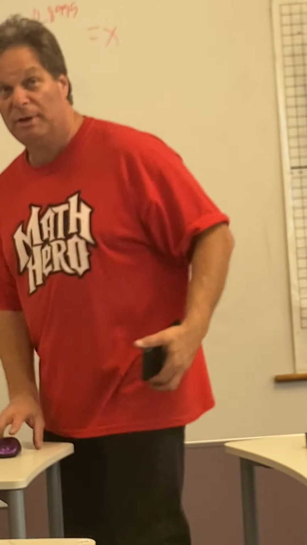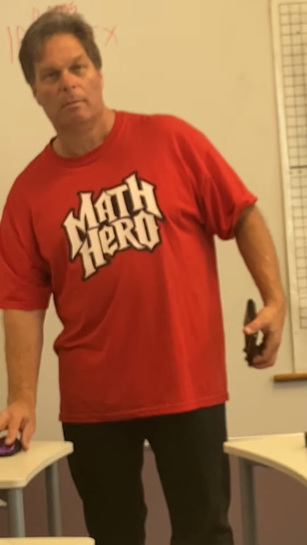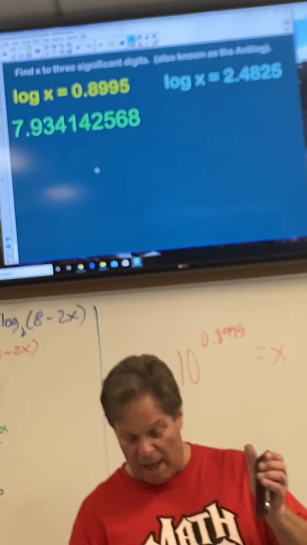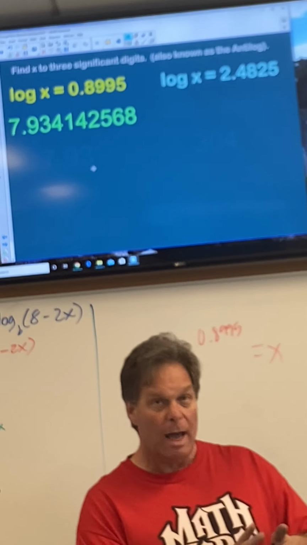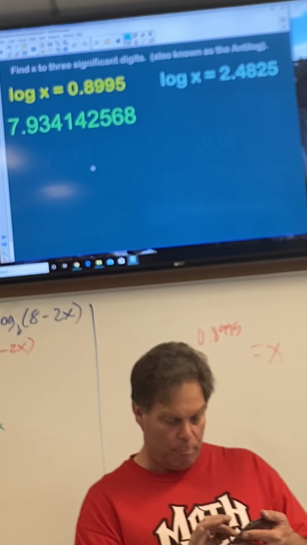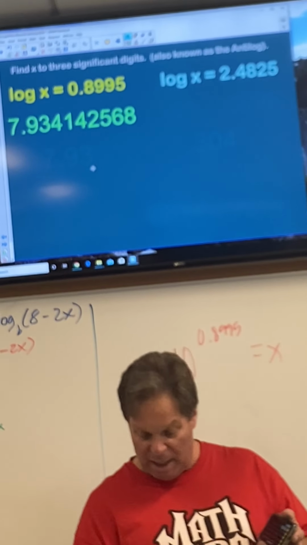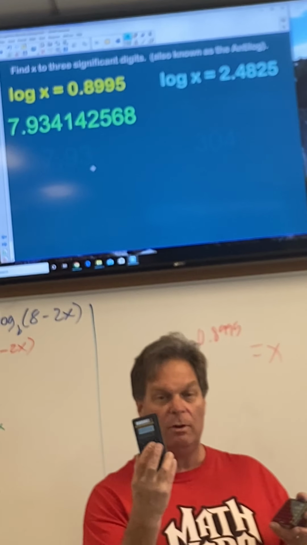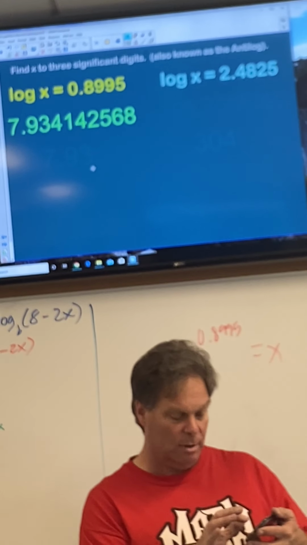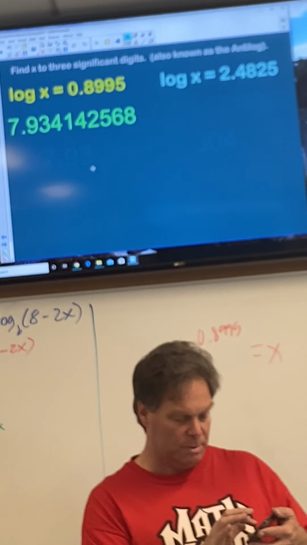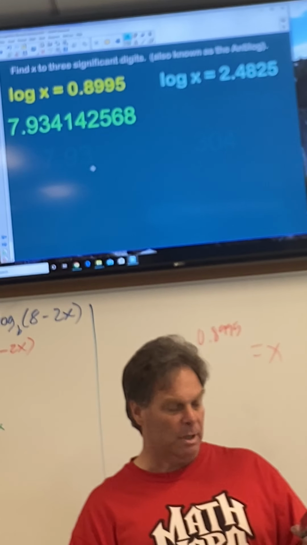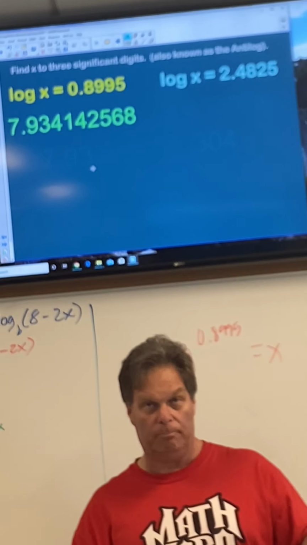Okay? Let's see if that's right. Is that what it should be? 7.934, and so on, right? Okay, how would I do it on this guy or this guy? I would have to put the 0.8995, then hit my 10 to the x key, or for this guy, hit shift log, which makes it 10 to the x, equals, 7.93414, and so on.